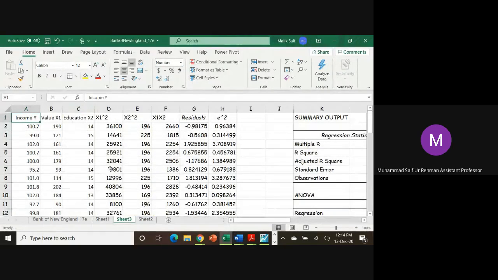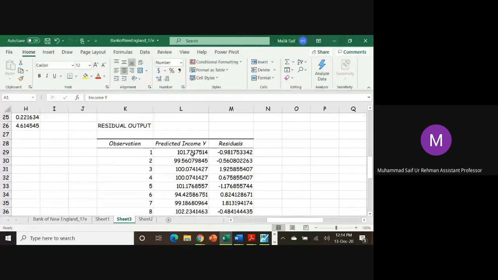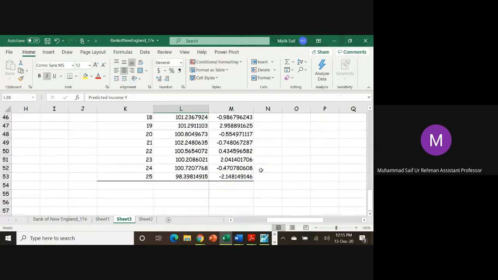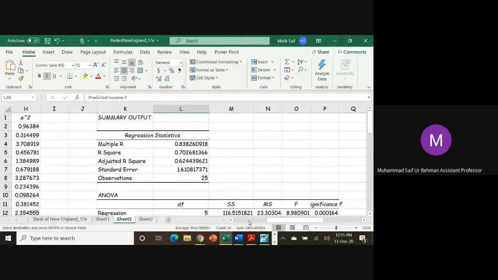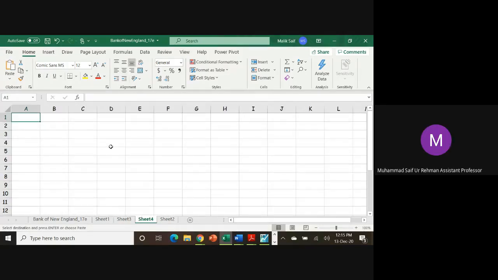What is this? Predicted income Y, y hat. This is y hat. You can at least say yes, so that I may know that you are with me. Yes, sir. Okay. So I'm going to use another sheet for this.